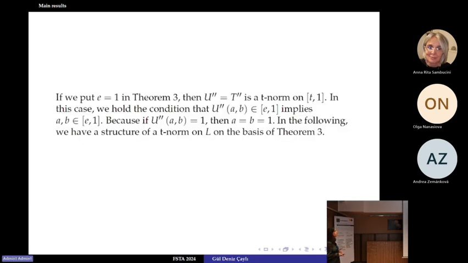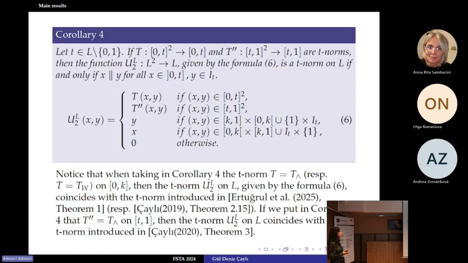If we take E is 1, in this case we have a T norm, and then we have a structure of a T norm given by formula 6. Here, if we take the infimum T norm or the drastic T norm on the closed subintervals 0, T or T, 1, then we obtain some existing T norm.